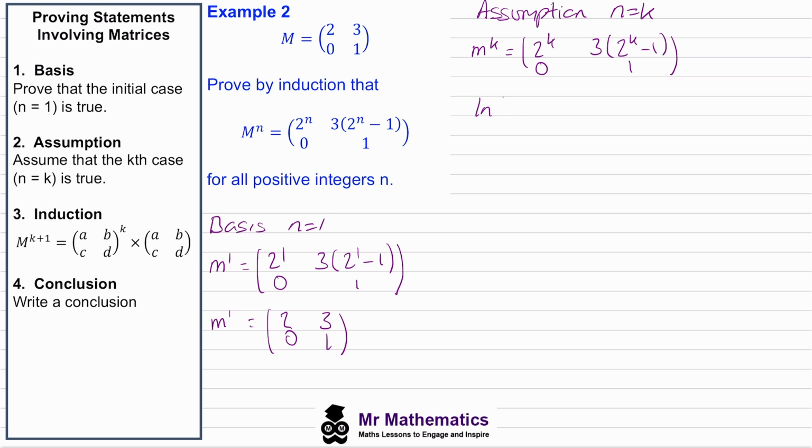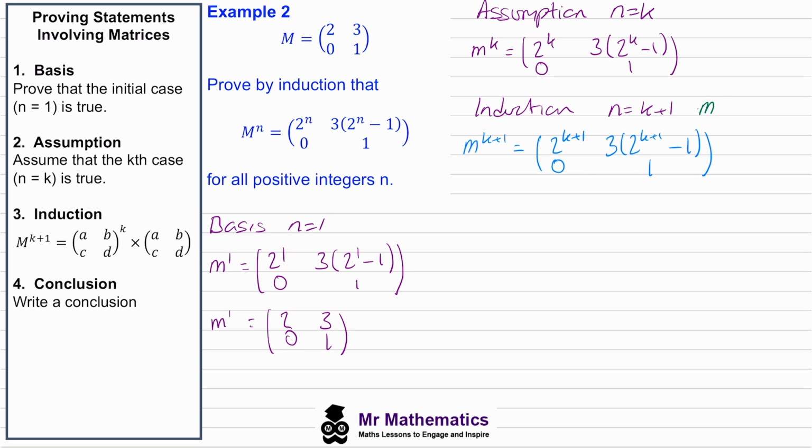Okay, so for our induction phase, now we're going to say that n is equal to k plus 1. So at this point, it's really important to write down what we're trying to show. And this is M to the k plus 1 will equal, and I'm going to substitute k plus 1 into each of these. So we get 2 to the k plus 1, 0, 3 lots of 2 to the k plus 1 minus 1, 1, and we'll close that bracket. So as we work through the next stage, this is what we're trying to show.